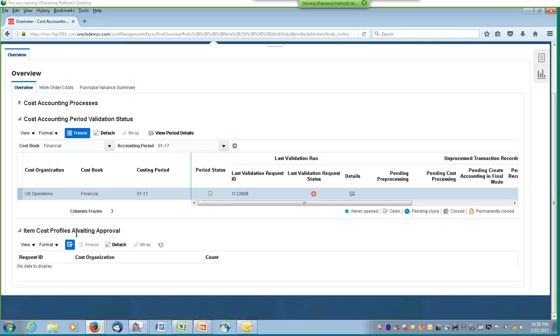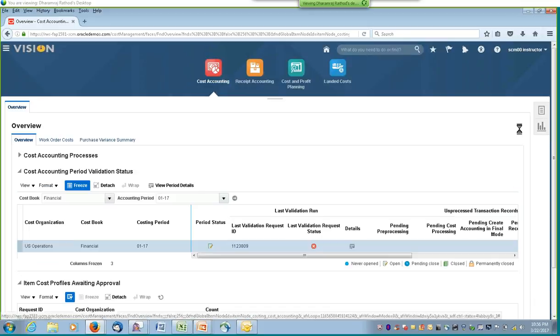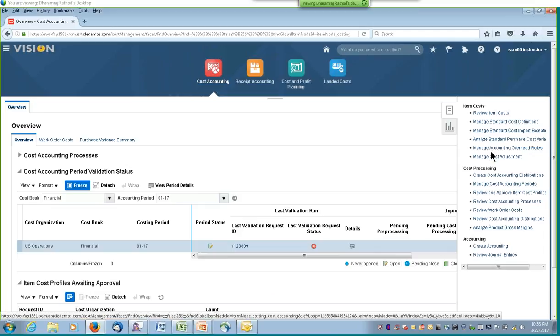So item cost profile, if you look at our setup, I mentioned that you can automatically assign the cost profile to the item. And there are certain items for which you may want a review to be required, whether or not this profile is correct. So you'll be able to see it here, or you can go look at it from here. Review and approve the item cost profile UI. You can go look at it.